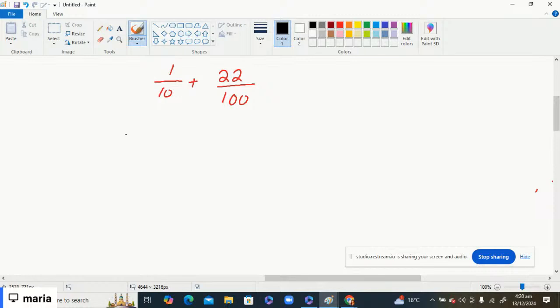Everyone solve this question on your notebooks and then just tell me the answer in the chat. I'm waiting. Just simply multiplying and dividing with which number? 10 or 100? Which number are you going to multiply and divide 1 by 10 with? So multiplying and dividing 1 by 10 with the 10. I also gave you this hint as well.